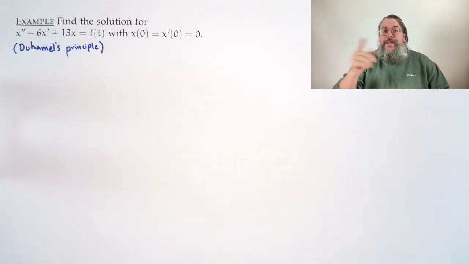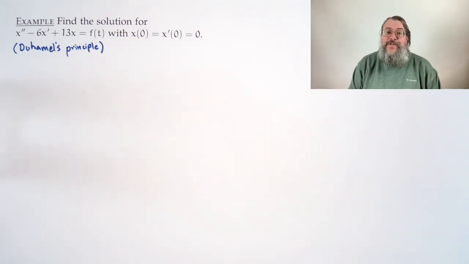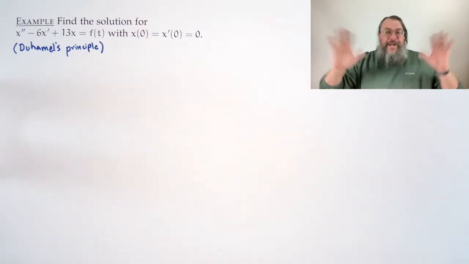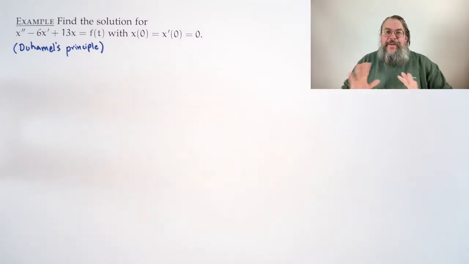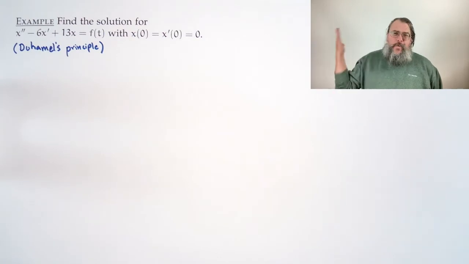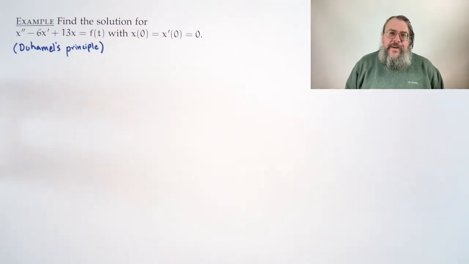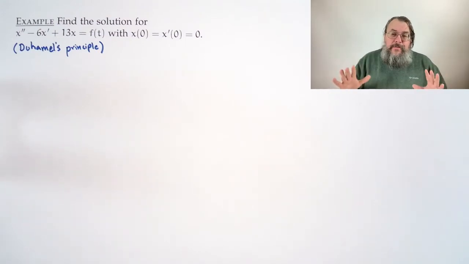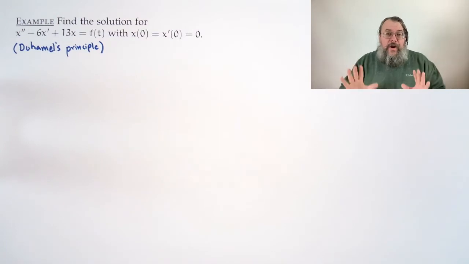Pro tip. So the first one, find the solution for x double prime minus 6x prime plus 13x equals f of t, and we're given initial conditions x of 0 and x prime of 0 both 0. These are wonderful initial conditions, our favorite kind. Now you might be thinking, wait a second, we can't solve this for x because we don't know what f is. Now, normally, that would certainly pose an obstacle. So what do we mean by solving for x?